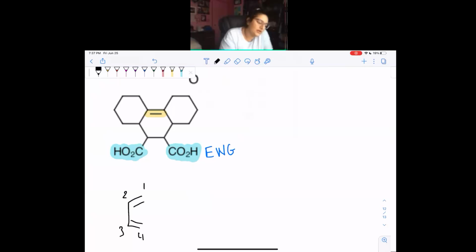So I know that my diene is 1, 2, 3, 4. And I know that when I make my product, I'm going to have a double bond between carbon 2 and carbon 3. So based on this information, I can say that this is carbon 2, this is carbon 3, and that means this is carbon 1, this is carbon 4. We could have also done it the other way around. I don't know, this felt more right.